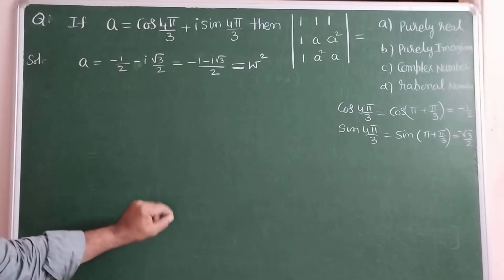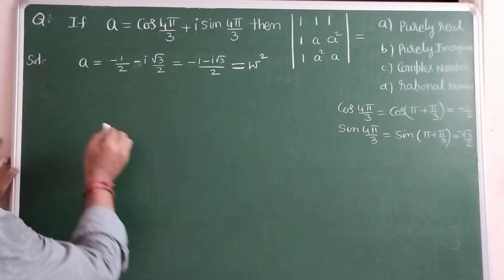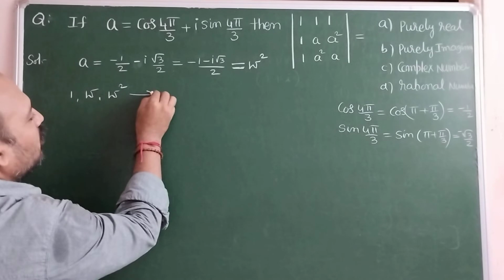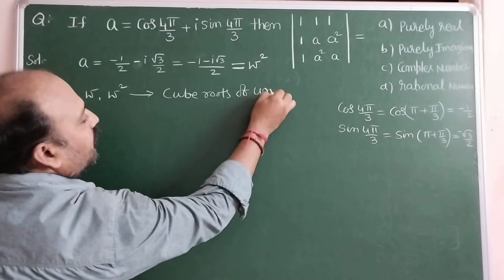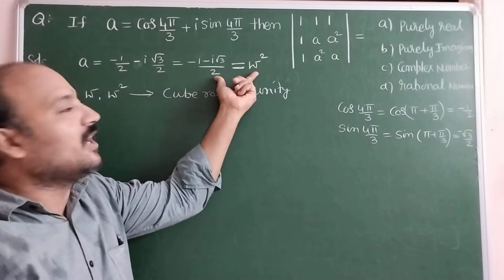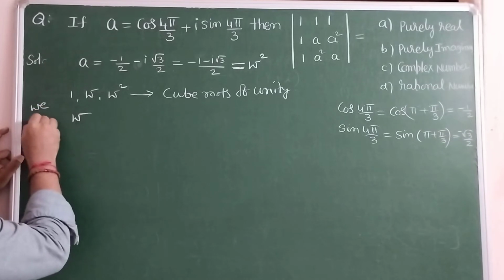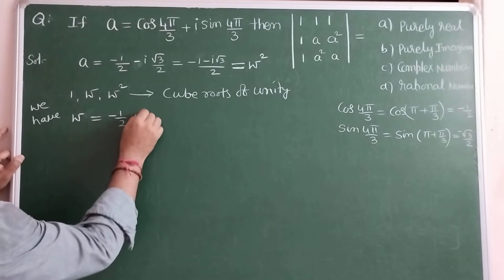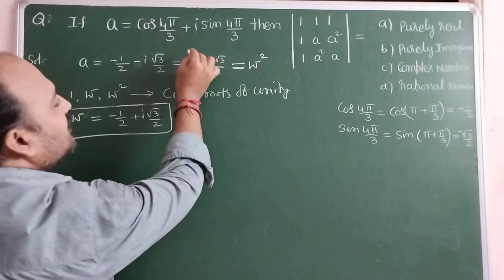So x cube equals 1, x equals 1 power 1/3. Cube roots of unity are 1, omega and omega square. These are called cube roots of unity. Among these, this value is omega square. And what is the value of omega? We know omega equals minus 1/2 plus i root 3 by 2. This is the value of omega, and this is the value of omega square.